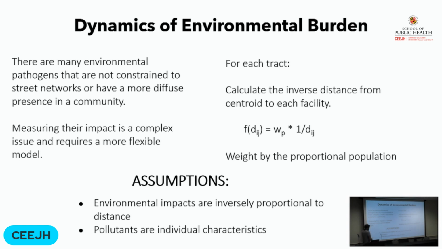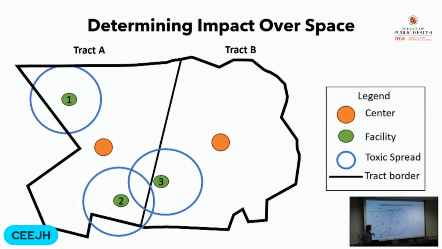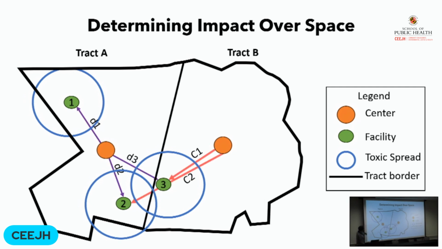Essentially, we take the centroid of the tract. That's the center point of the tract, which I'm not going to get into the details of, but it's not always in the center, long and short. Then we find out where all the polluting facilities are, which is publicly available information, usually through the DNR or EPA. And we measure the distance from the centroid to each one of those facilities within a certain radius.